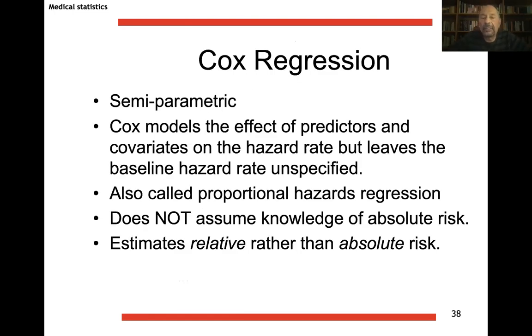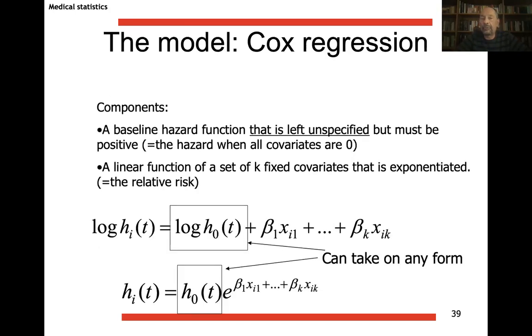Now, the important thing in the hazard analysis is the Cox regression. Cox regression is a semi-parametric method. It models the effect of predictors and covariates on the hazard rates, but leaves the baseline hazard rate unspecified. So this is useful because if you don't know the baseline hazard rate, you can still use the Cox model to predict whether one treatment, like one drug or one radiotherapy, whatever, is affecting the hazard rate. It does not assume knowledge of absolute risk, and it always estimates relative rather than absolute risk.